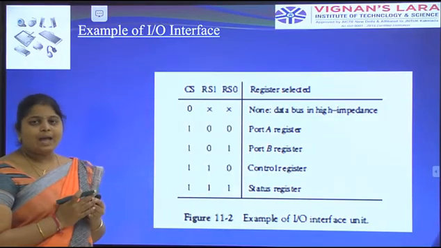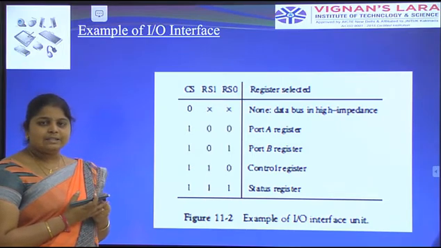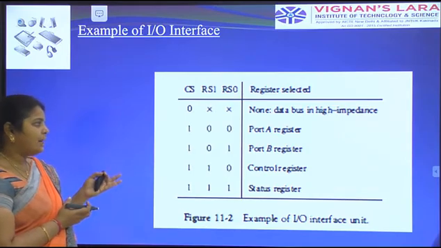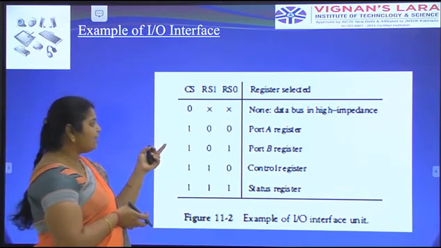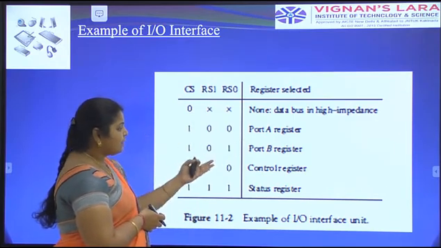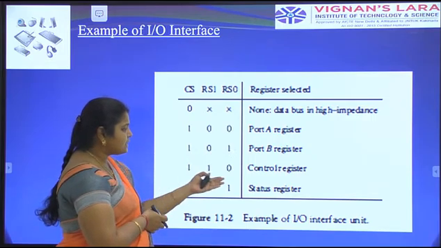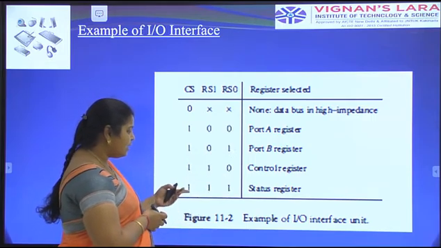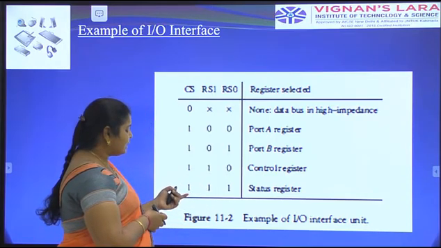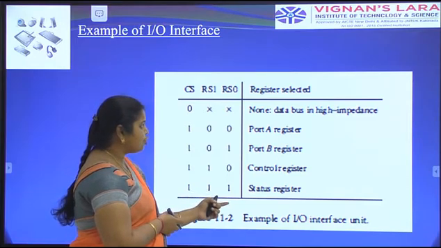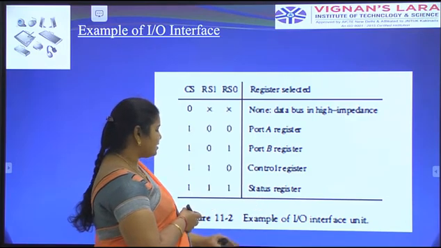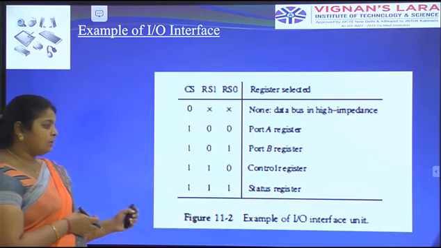In a 3-state buffer we have three types of states: logic 0, logic 1 and high impedance. For CS 0 operation we have high impedance. Next, for 100, port A register will be activated. Next, 101, port B register will be activated. 110, the control register will be activated. Next, CS chip select is 1, RS1 and RS0 are 1, then the status register is selected. This is an example of an IO interface unit.